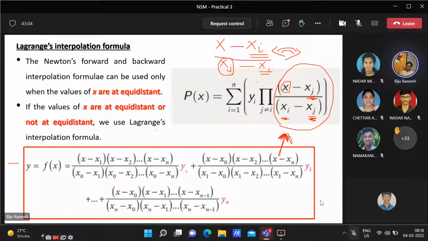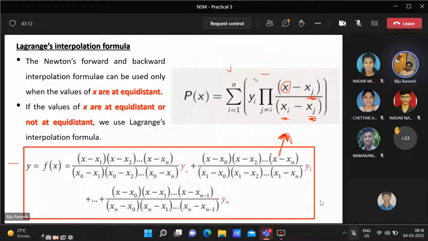Okay, now how are we framing this formula? Once again, I'll erase this. Here is where you are going to play with loops. The loop matters a lot. So we saw that these two terms should not be same. Now, how do we check in the for loop? We say j is not equal to i.